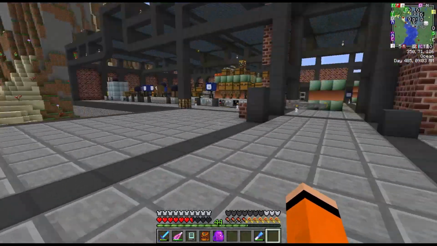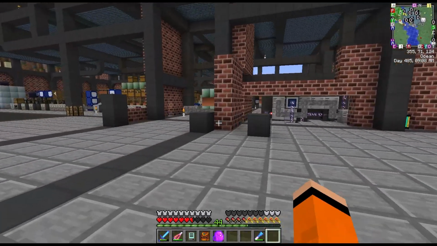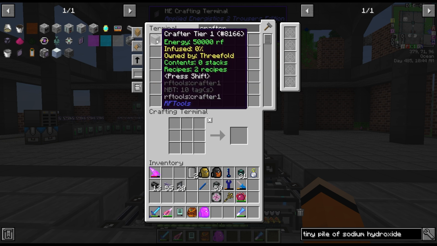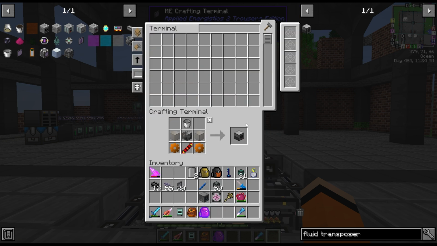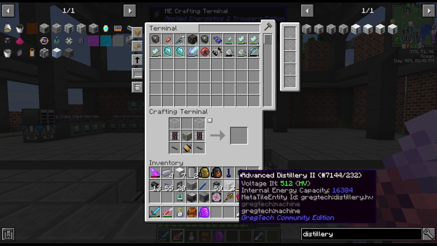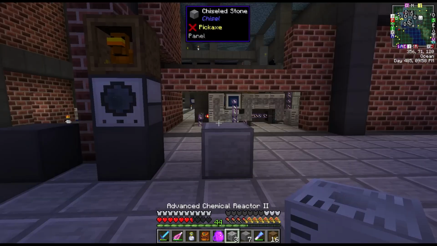Okay, I think this new platform gives us enough space to start with our epoxy, and we're going to put it on this wall right here. So we're obviously going to need a handful of machines. The first one is a crafter. We will also need a fluid transposer, also a chemical reactor, and 2 distilleries. I'm sure I'm missing something, but we'll find out soon enough.